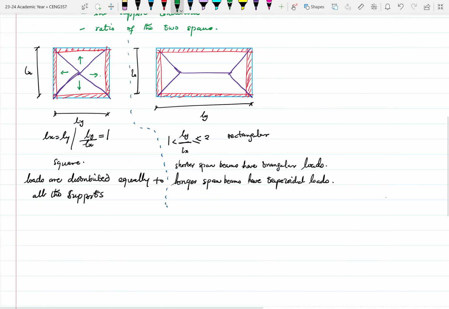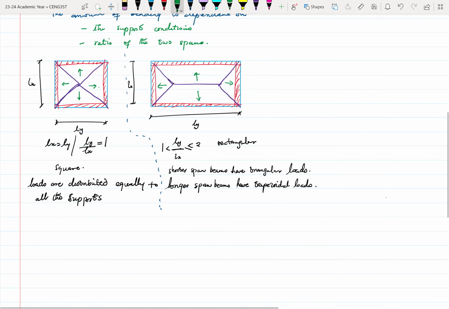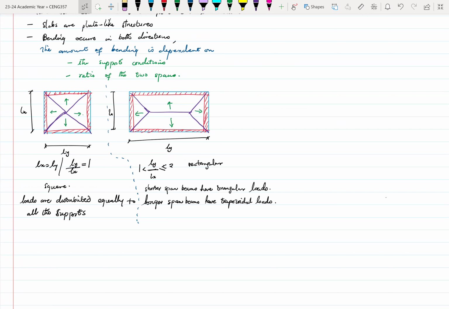Let me just add the arrows to show where the loads are going. Definitely the loads are going to affect the moment that you calculate. And the moment definitely moves with the bending, right? So again, depending on what the spans are, the loads can be distributed differently.